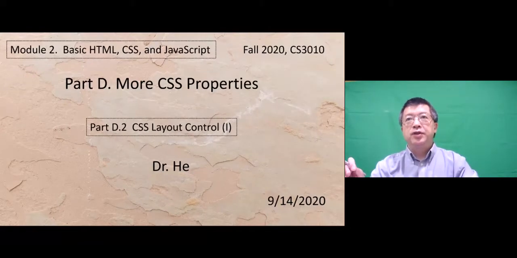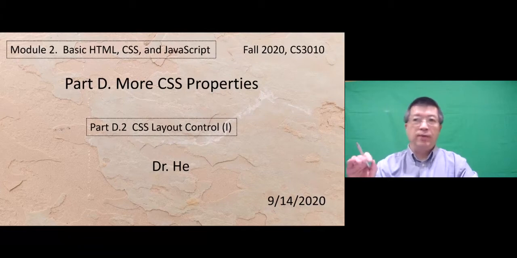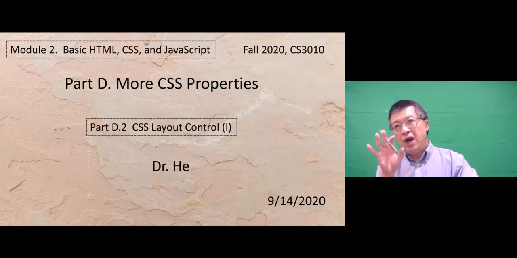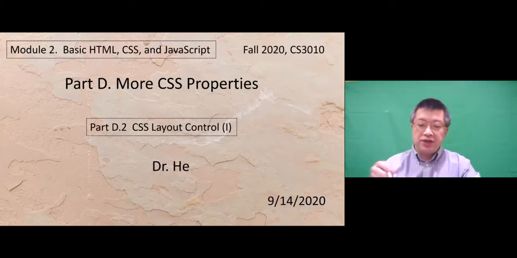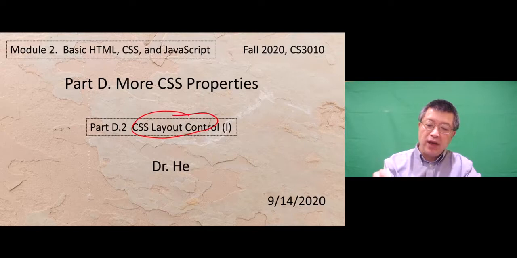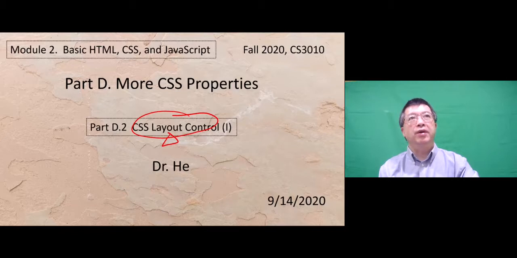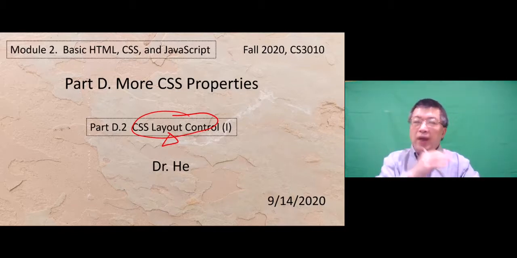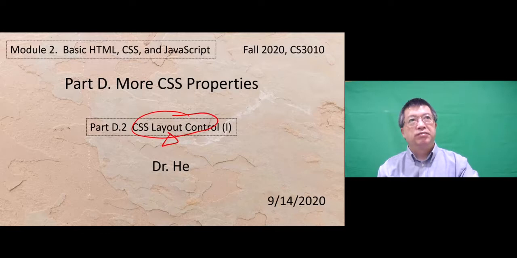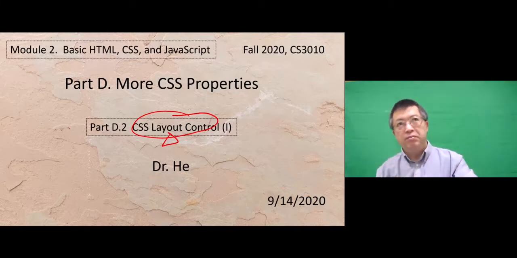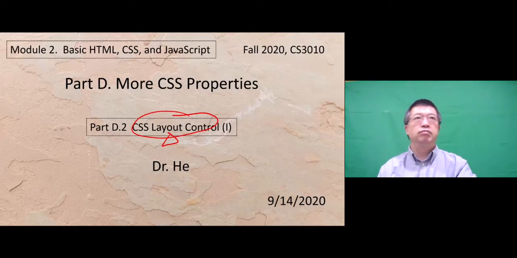D.2 CSS Layout Control Part 1. From this video, I want to start a new topic, CSS Layout Control. Layout. This is a big, important topic. We know one important way to use CSS is doing the layout. Arrange the components in a nice way. So that is a big, important reason people use CSS.